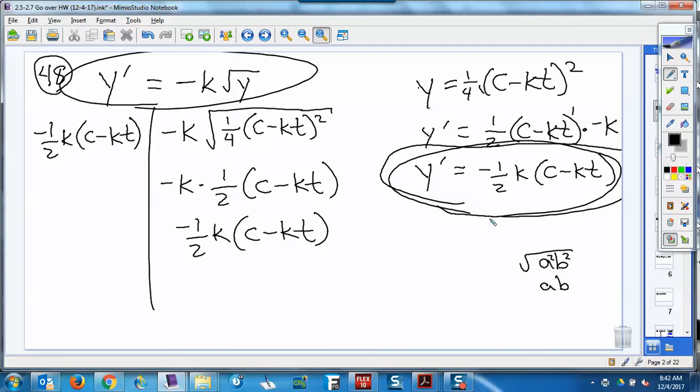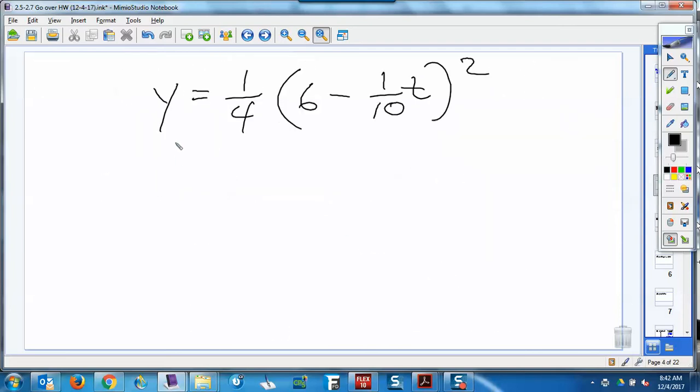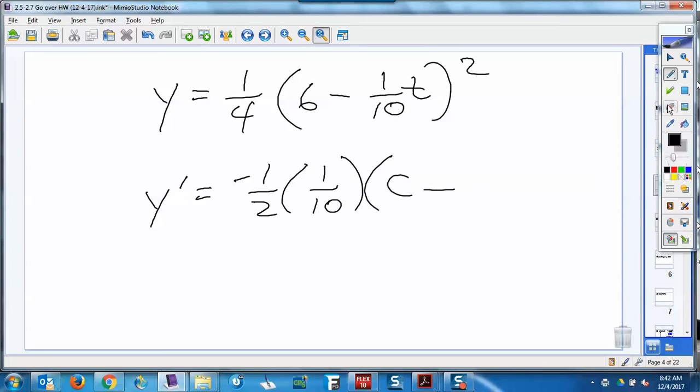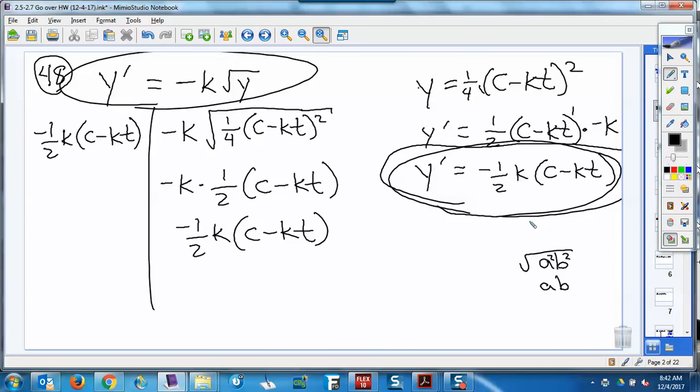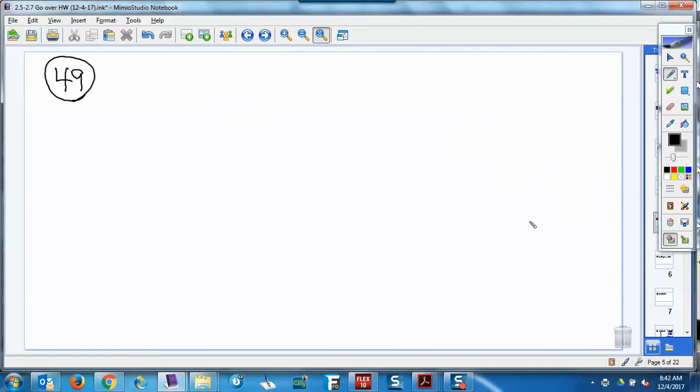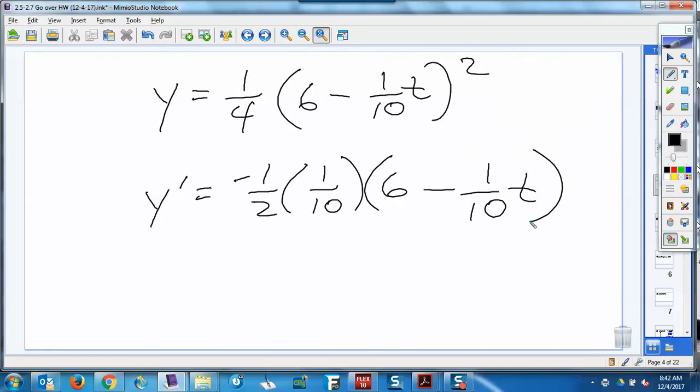Okay? Now, we already know what all these numbers are. So Y prime was -1/2 times K times C minus KT. What was K? K is 1/10, times C minus, what's C? 6, minus KT, right? Isn't that what we have here? Wasn't that Y prime? Now, what are we going to do? We're going to put in place of Y prime a what?